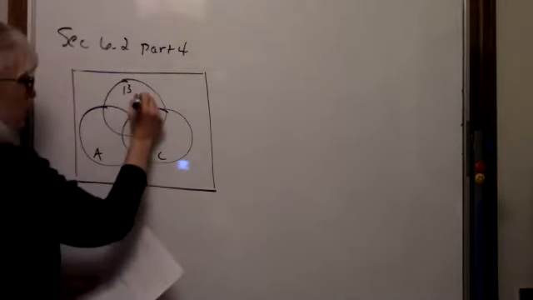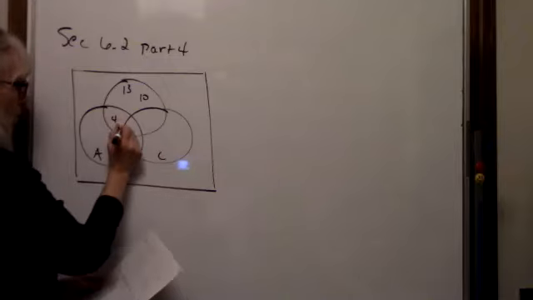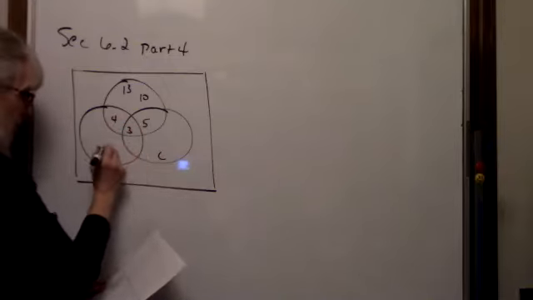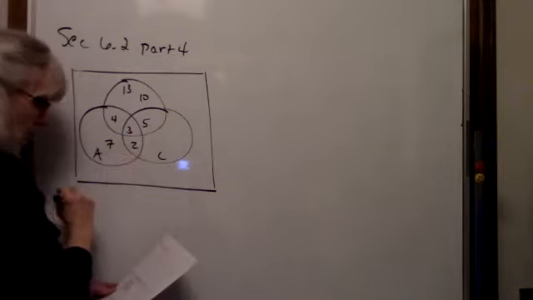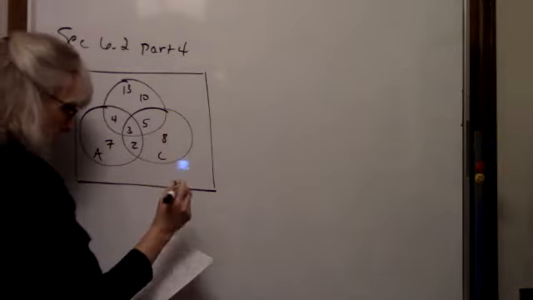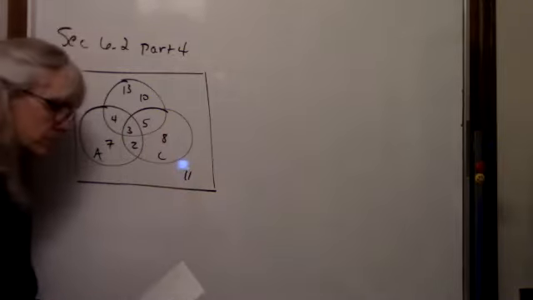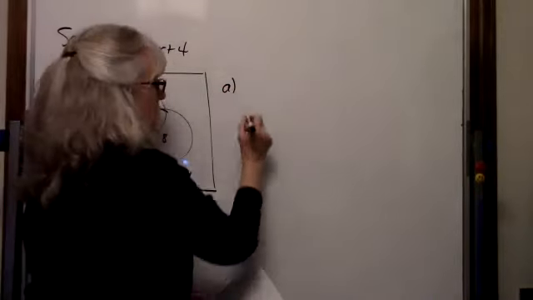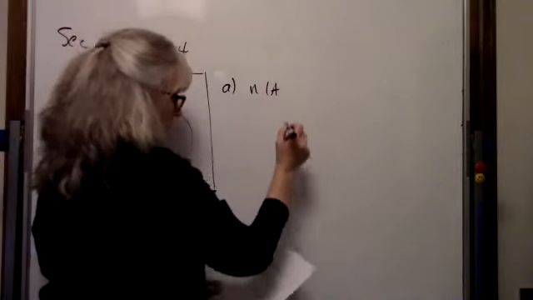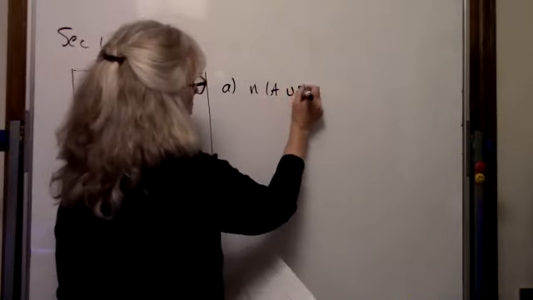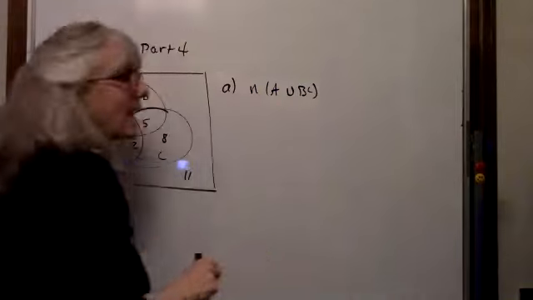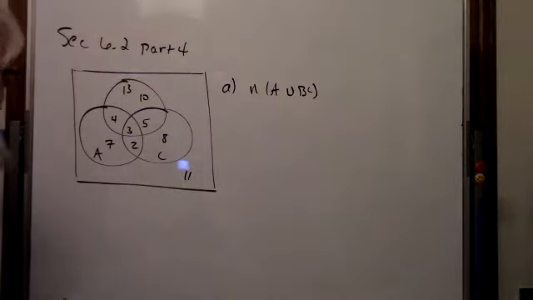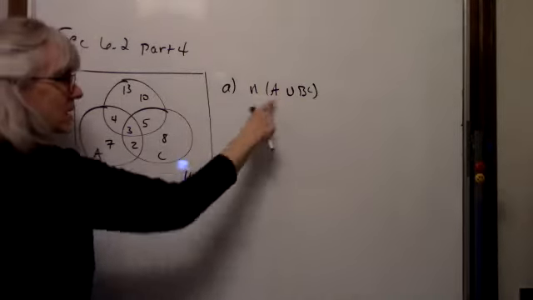We know that there are 10 people in B only, 3 in the intersection, 7 in A only, 2, 8 in C only, and finally the 11 out here in the universe. So they're just asking us to read the Venn diagram, again, getting used to the notation. So they want the number in A union B complement.